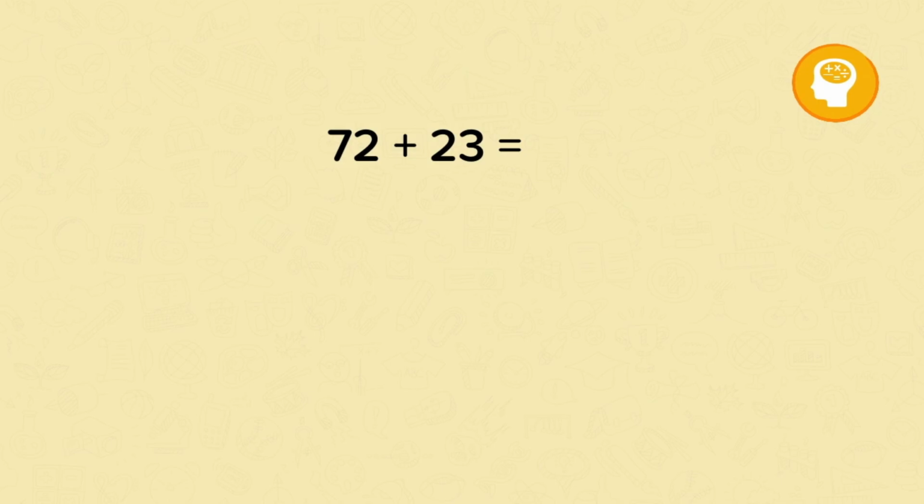Each step will be shown in this video, but remember, this is something that you should try to do in your head, so you should try to do it without writing anything down. So we've got 72 add 23. To make this easier, what we can do is partition the 23 into 20 and 3.